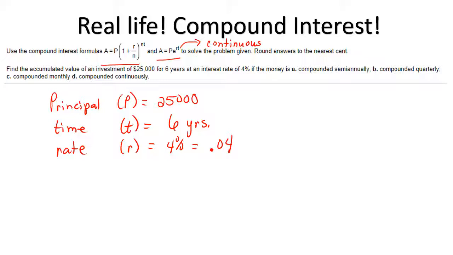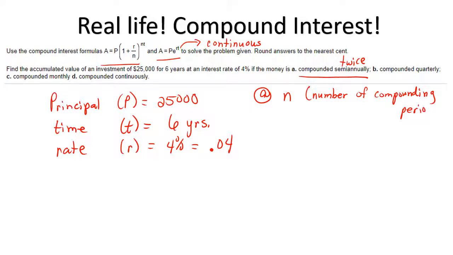Now, part A says to compound this semi-annually. The word semi-annually means twice a year. The letter N in the formula stands for the number of compounding periods. That means how many times a year is the money going to be compounded. Semi-annually means twice. So N here would be 2. Now we set up the formula.